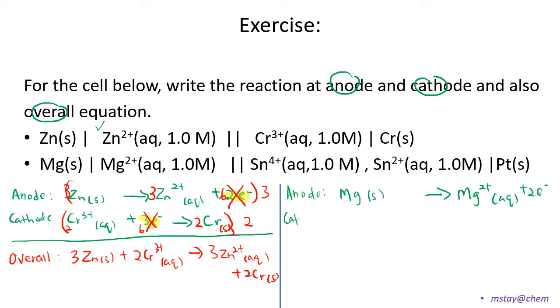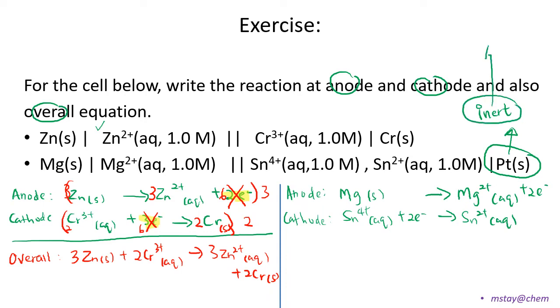While for the cathode will be the Sn4+ aqueous, which gains 2 more electrons to form Sn2+ aqueous. So the platinum over here is what we call an inert electrode. Inert electrode basically means it is not involved in the reaction. We need this electrode because we need to connect the wire with the voltmeter. So with this we can ignore the platinum in the half equations and also the overall equation.